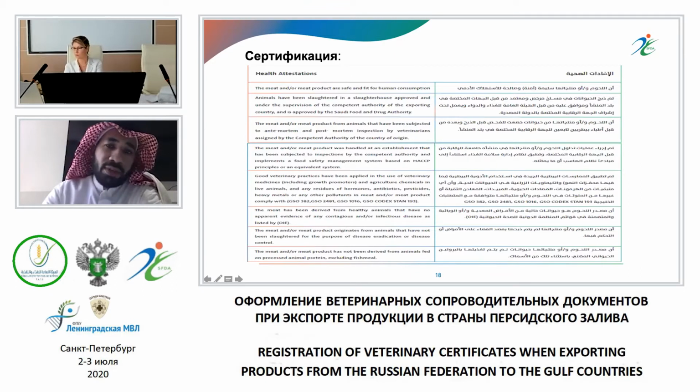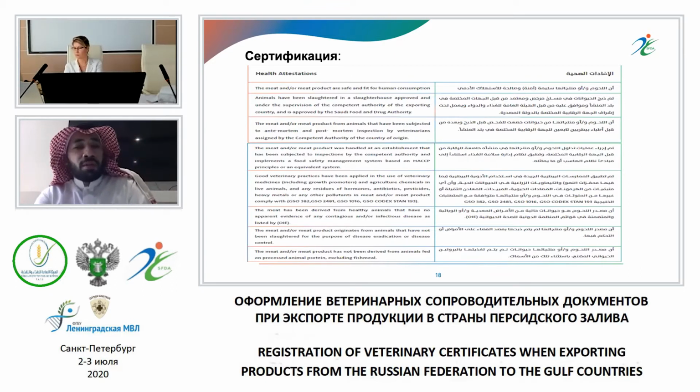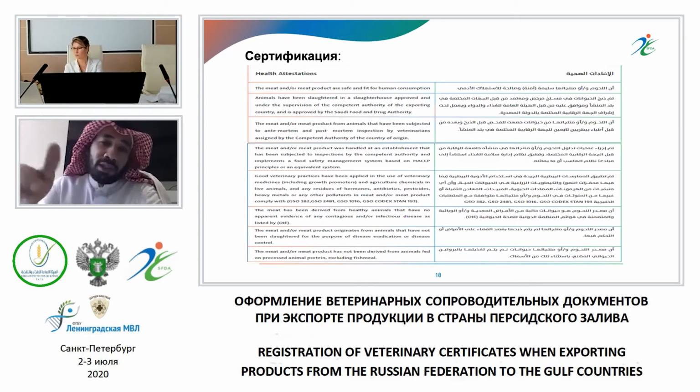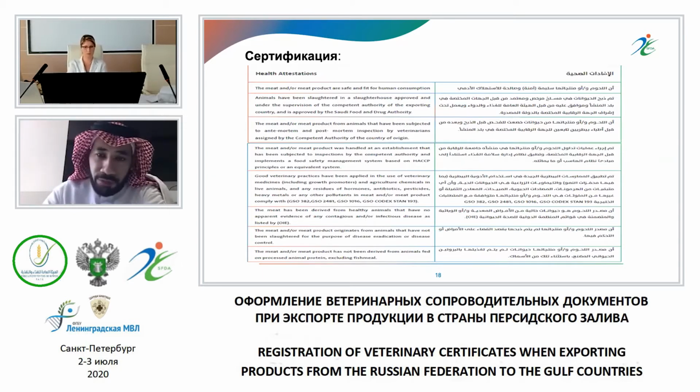for the health certificate, and this may or may not be included on the Russian certificate, but it's based on the negotiation between the countries. We could have some amendments on specific points, if applicable. So the first one is the meat and meat products are safe and fit for human consumption. So this is a basic point.